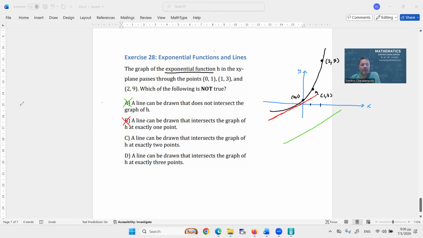C: A line can be drawn that intersects the graph of h at exactly 2 points. In fact, every line that crosses the exponential function will intersect with that graph at exactly 2 points. Finally, once again, due to the concavity, which should look like that, like a moon, we cannot by any means draw a line that will cut that exponential graph at more than 2 points.